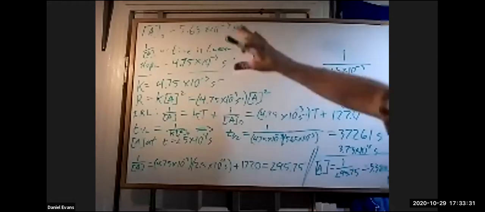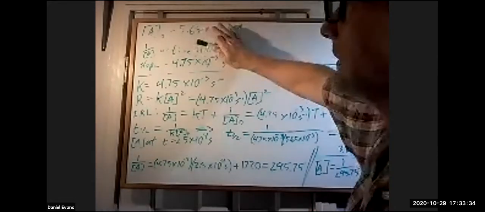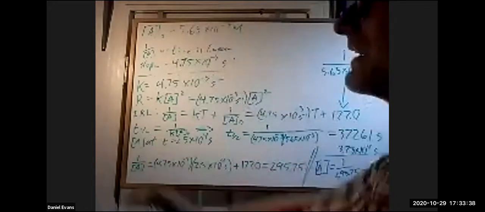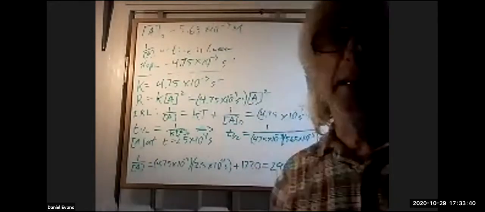So that's how we can use our graphs. We can determine the order of the reaction, and then from that we can get rate constant, rate law, half-life, and then concentration at any time that we want.